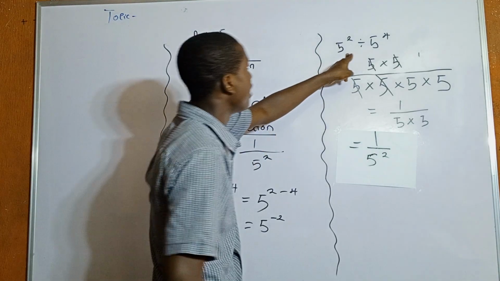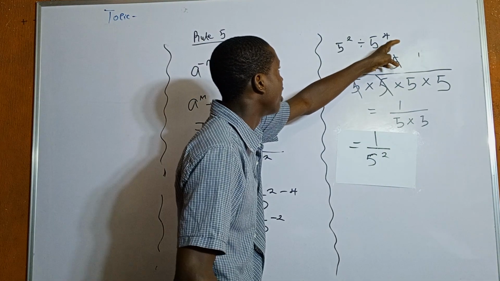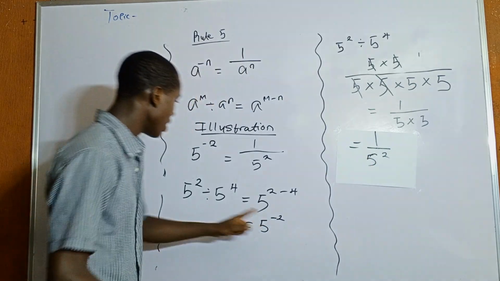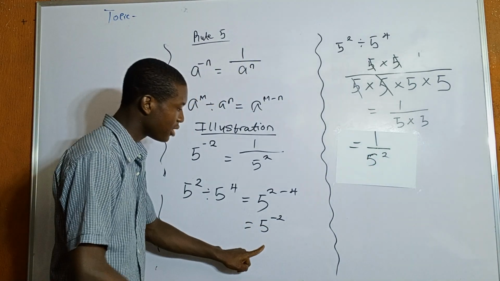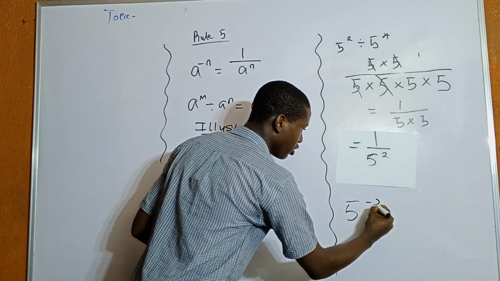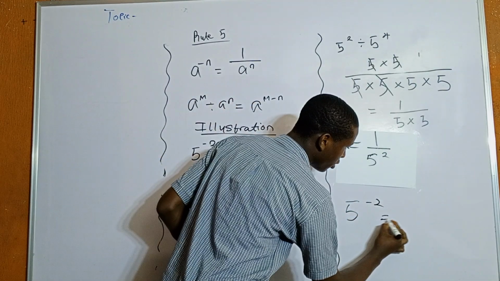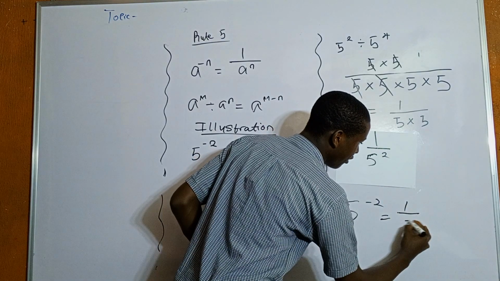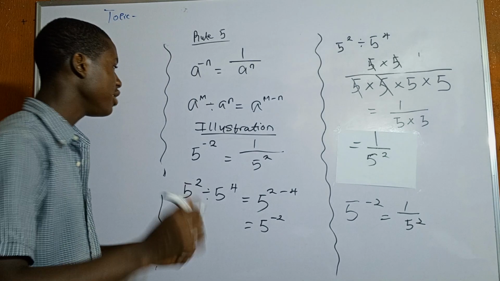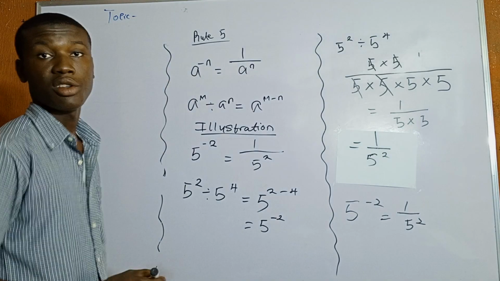Now look, 5 raised to the power 2 divided by 5 raised to the power 4 is equal to 1 over 5 raised to the power 2. Now 5 raised to the power 2 divided by 5 raised to the power 4 is still the same thing as 5 raised to the power minus 2. So we can say 5 raised to the power minus 2 will be equal to 1 over 5 raised to the power 2. Now this is true for any value of a.